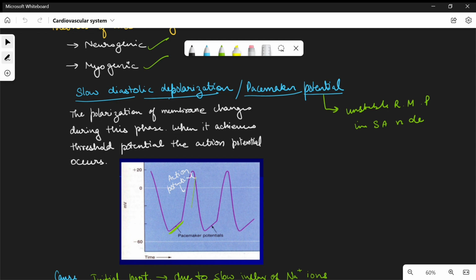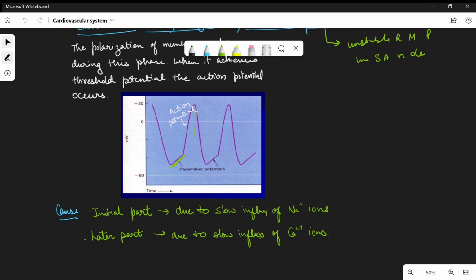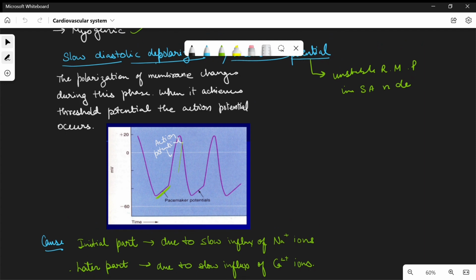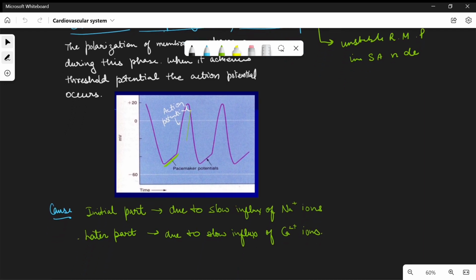Electrical potential in SA node is different from that of other cardiac muscle fibers. Remember this: in SA node, each impulse triggers the next impulse. It is mainly due to the unstable resting membrane potential. Now, what is the cause of this slow diastolic depolarization? We all know this graph is due to the ionic mechanism occurring here. Let us see the reason behind this. The initial part is due to the slow influx of Na plus ions, because the Na plus channel opens slowly and Na plus moves in very slowly. Because of this, the part is slower here and takes a lot of time.